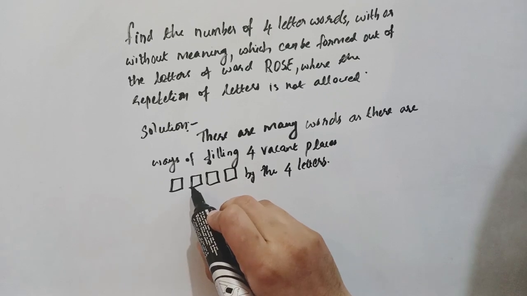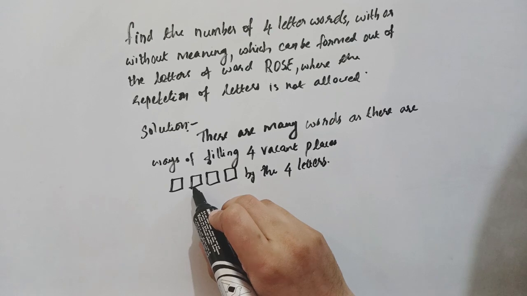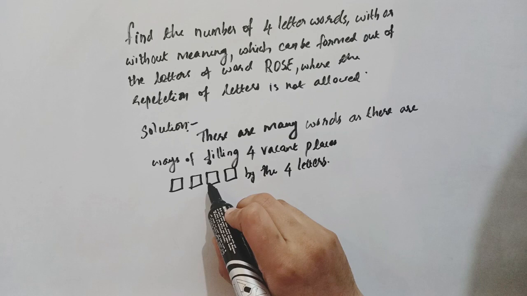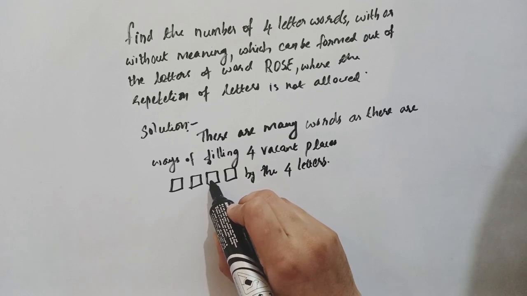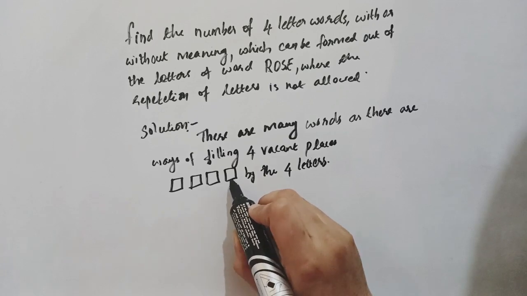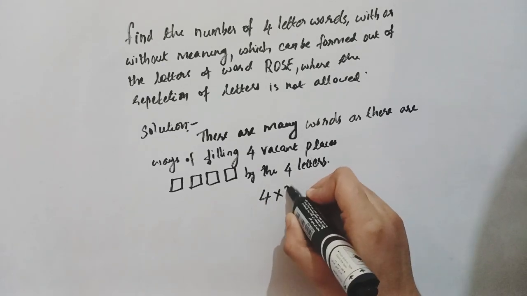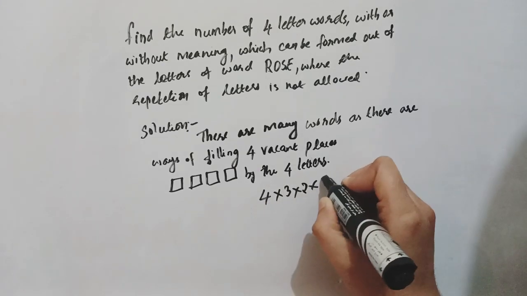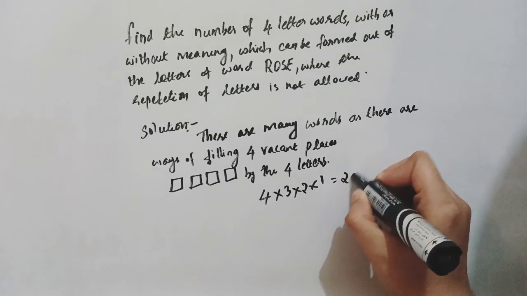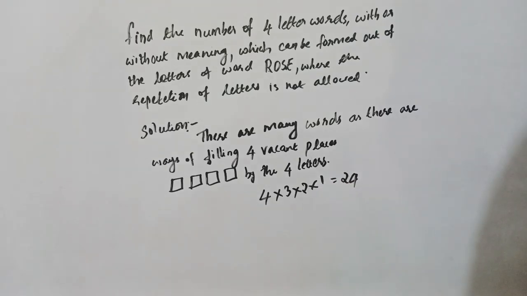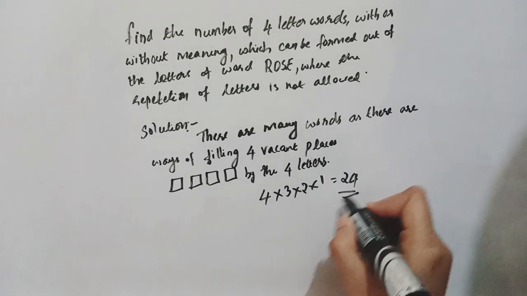Then the second place can be filled by any one of the remaining 3 letters in 3 different ways. Following which the third place can be filled in 2 different ways, following which the fourth place can be filled in one way. The number of ways in which the places can be filled, by the multiplication principle, is 4 into 3 into 2 into 1, which is equal to 24. Hence the required number of words is 24.